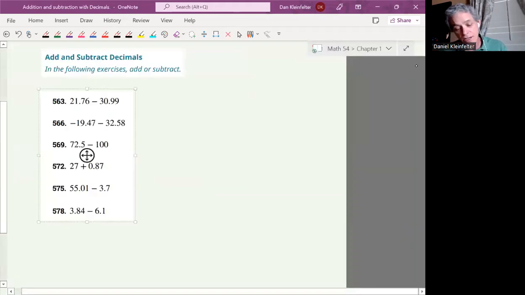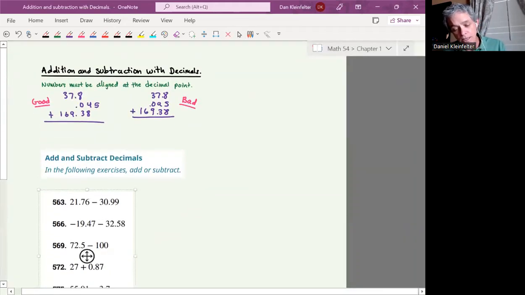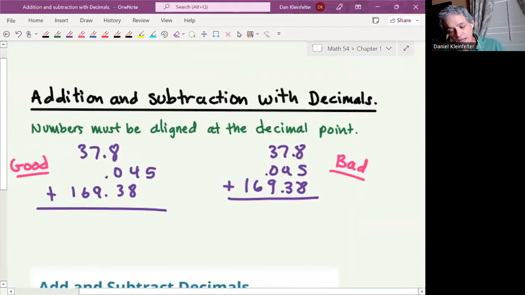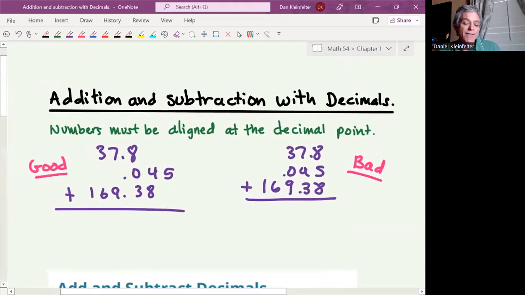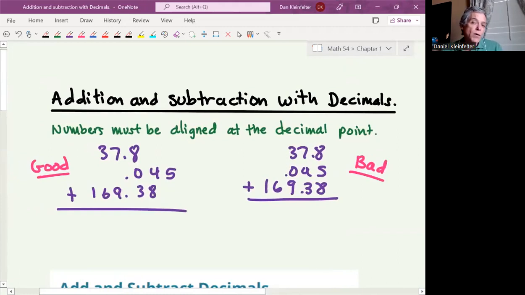Okay, addition and subtraction are next. So the big rule for addition and subtraction with decimals is that the numbers have to be aligned at the decimal point. When you're working with whole numbers, you can just slam them all to the right and they're automatically aligned. When you have digits behind the decimal point, because there's a variable number of digits behind a decimal point, just right adjusting them like that is not going to do. So you need to align the numbers at the decimal point to ensure that when you're adding and subtracting, you're combining the same place values.